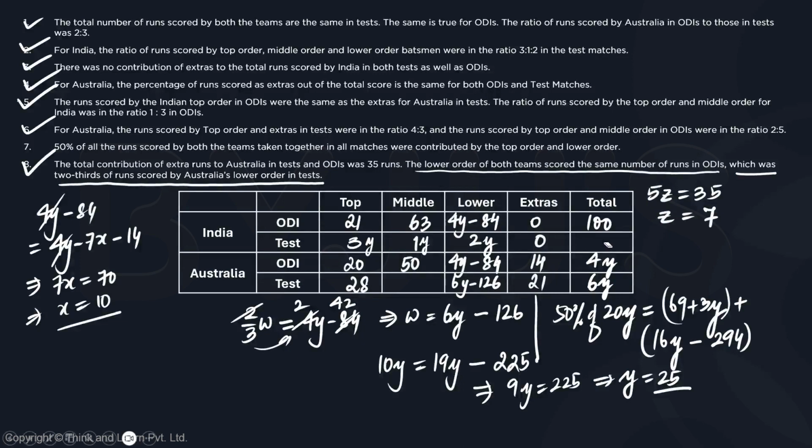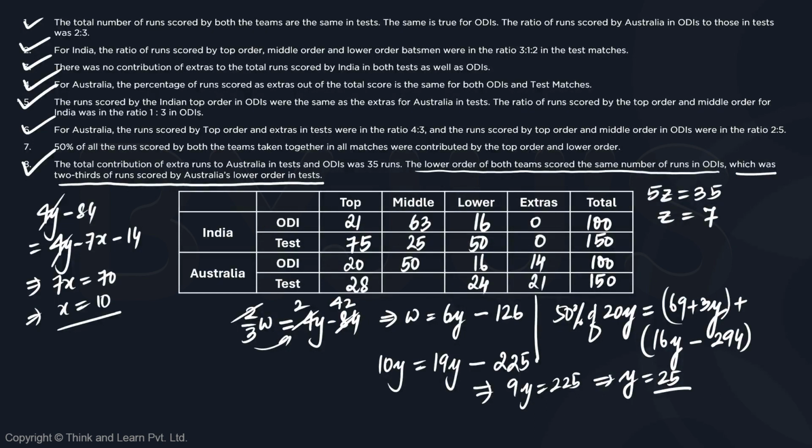6y turns out to be 150. 4y turns out to be another 100, 6y turns out to be 150. So we will have 100 minus 84, which will result in 16. 2y will turn out to be 50. 1y will turn out to be 25. 3y will turn out to be 75. 4y minus 84, which is same as 16 again. 6y, which is 150 minus 126, will result in 24.